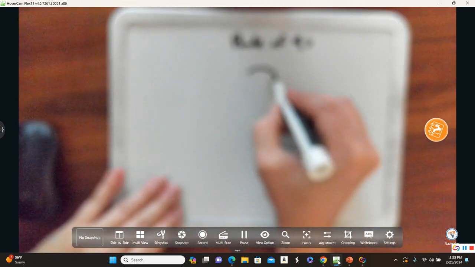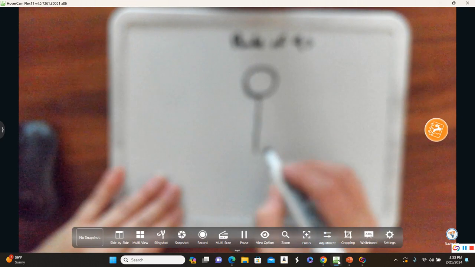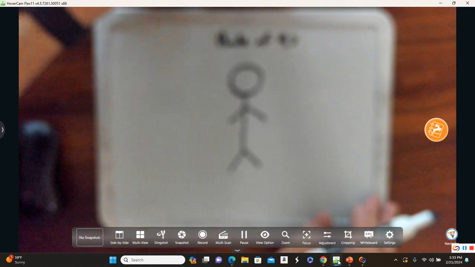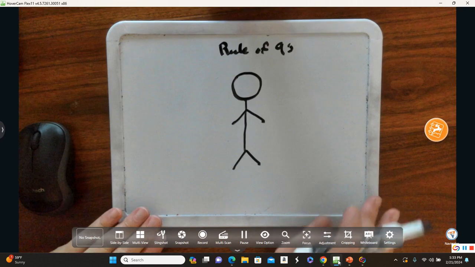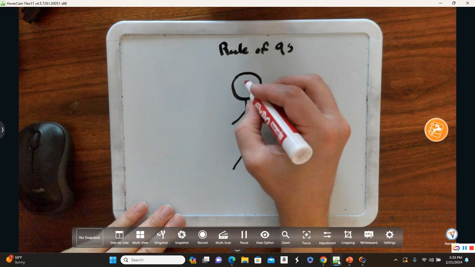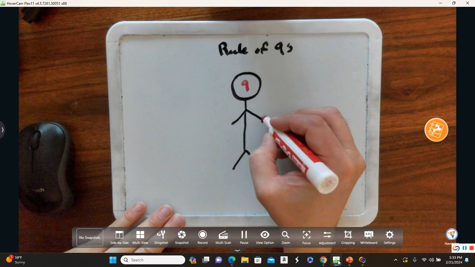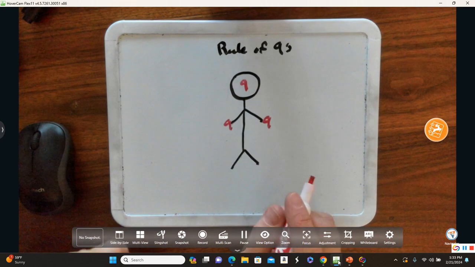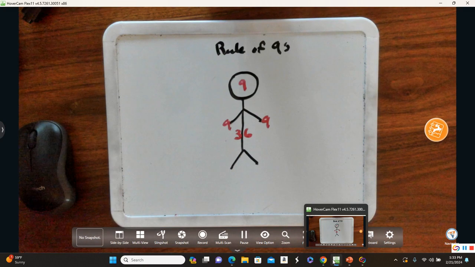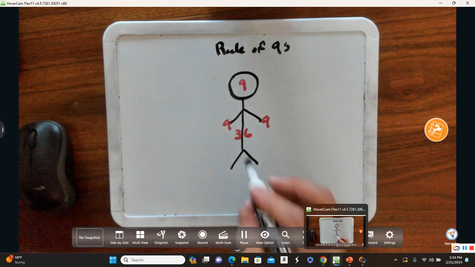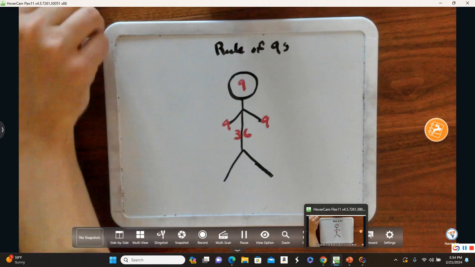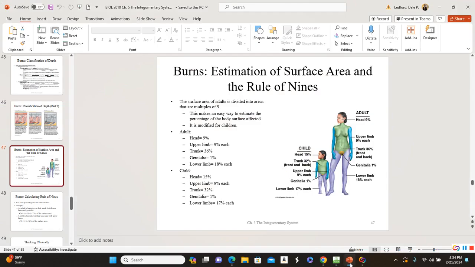is I want you to draw a stick man. Okay, there we go, stick man. We're going to take a red marker and we're going to put in the 9s: 9 for the face, 9 for the arms, 36 for the torso. The legs are a little bit bigger than the arms, so let's make the legs a little bit bigger on this guy here. I wanted to make them like twice as big because they are 18 each.